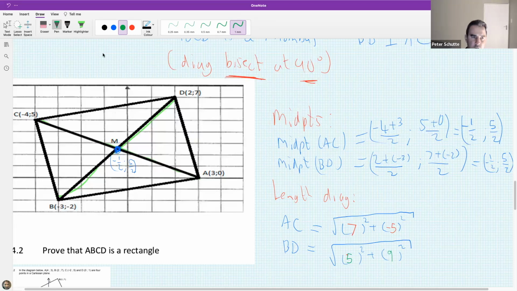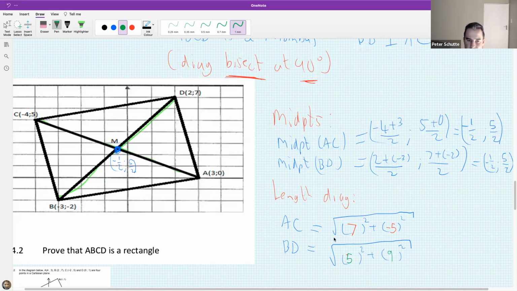Am I doing something wrong here? Because I'm getting different length diagonals. What is everyone else getting for their diagonals? So AC, 3 minus 4, 0 minus 5, so that's fine. And then DB, 2 minus 3 is 5, 7 minus 2 is 9.